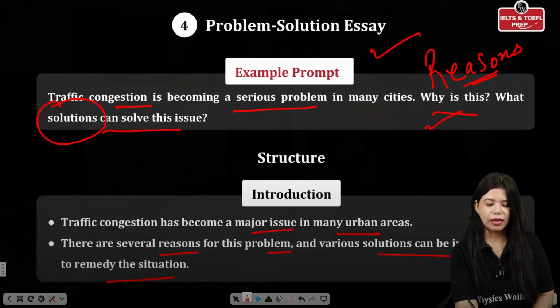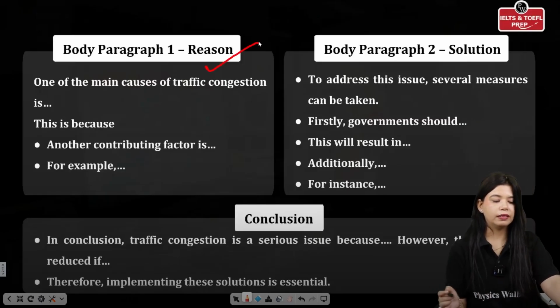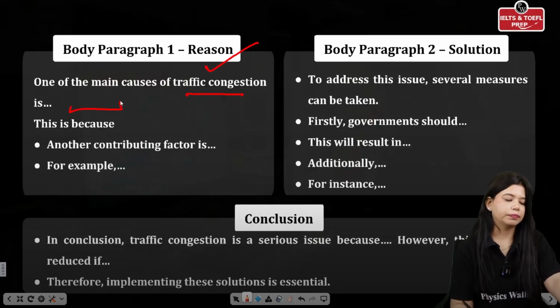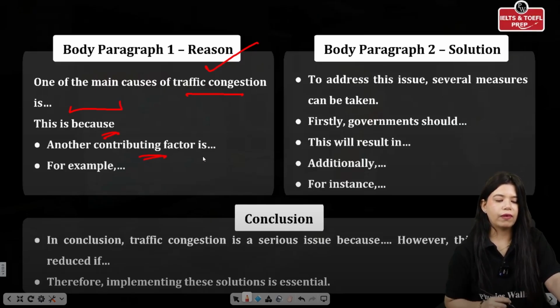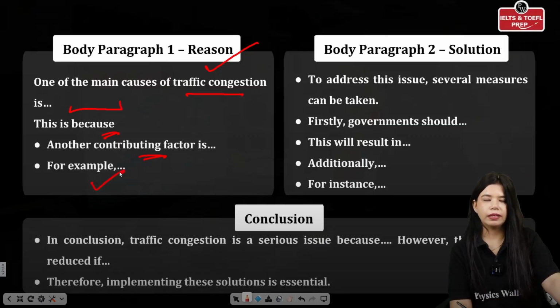Moving on, let's take a look at the body paragraphs. Now, body paragraph 1 is going to be about reasons. So, one of the main causes of traffic congestion is, then you use your main reason and then you explain it. This is because, and then after explanation, add another contributing factor. That means one more reason, explain it, and then write a relevant example.